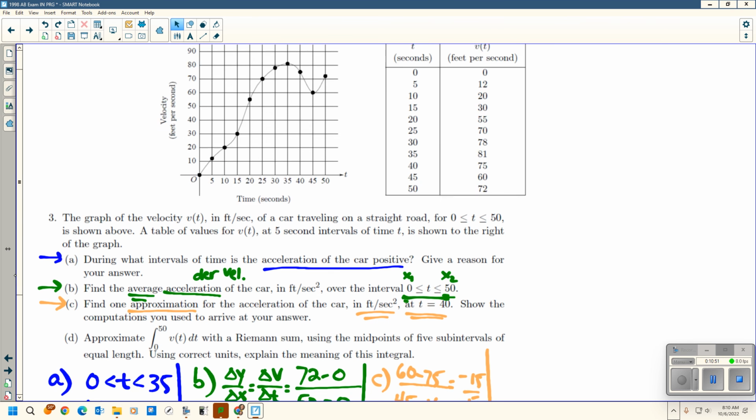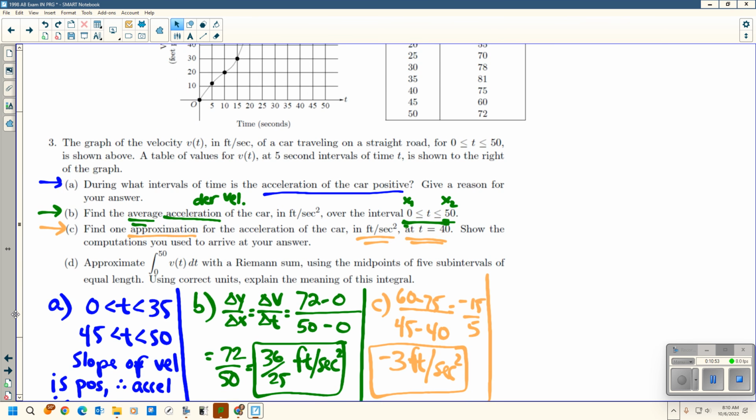D. We're on the last one. Approximate the integration from 0 to 50 of v of t with a Riemann sum using the midpoints of 5 subintervals of equal length. Using correct units, then explain the meaning of this integral.